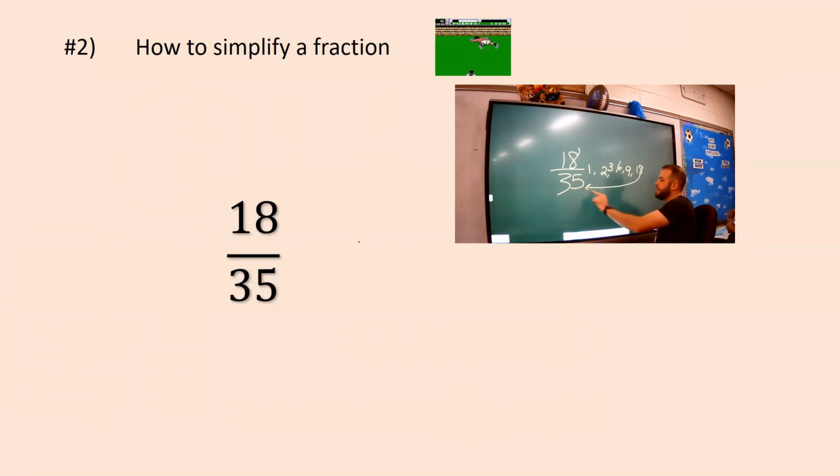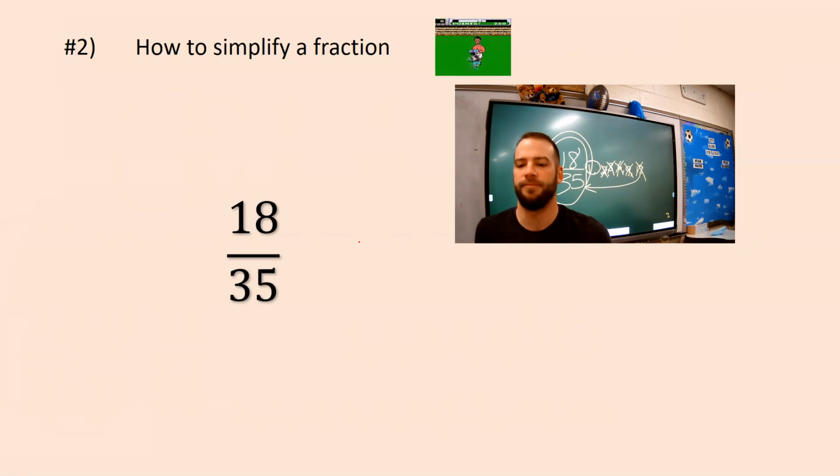So now I say, can I count by 18s and hit 35? No. Can I count by 9s and hit 35? No. Can I count by 6s? No. Can I count by 3s? No, because 3 times 11 is 33. Can I count by 2s? No. Can I count by, well, 1s doesn't change anything. So that was a trick question. That one already is simplified.